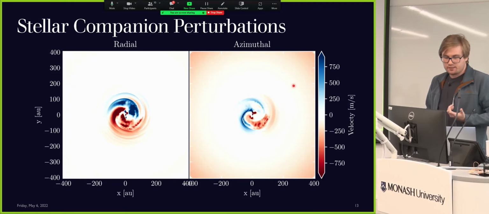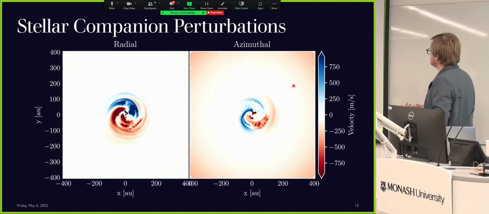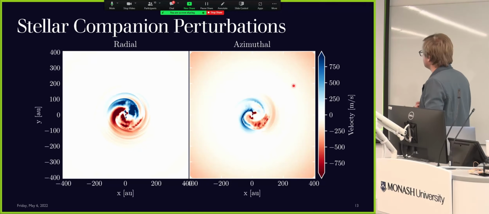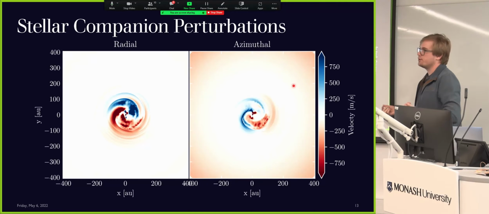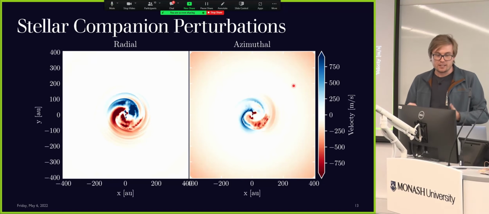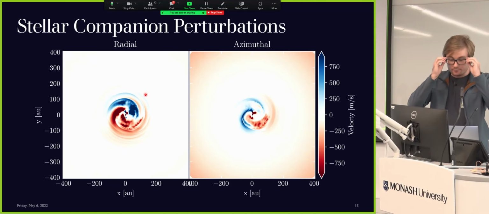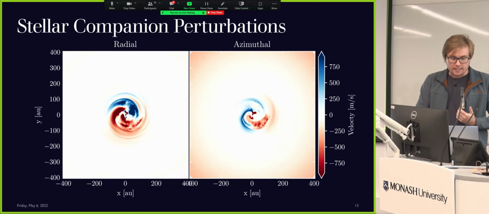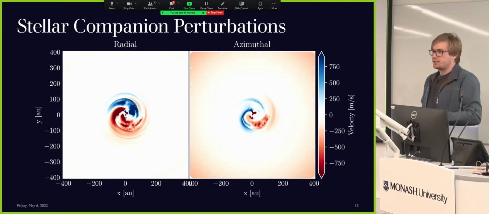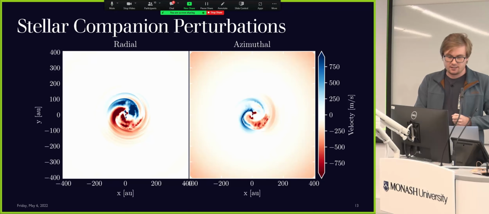Stellar companions, on the other hand, make quite a lot more mess. So note that the color bar here is a factor of 3 higher. So we can generate perturbations on the order of kilometers per second. The spiral wakes out here are about on the same order as what we see from a planet. But inside of the cavity, the gas gets flung around a lot by the stellar companion. I don't think that's much of a surprise.